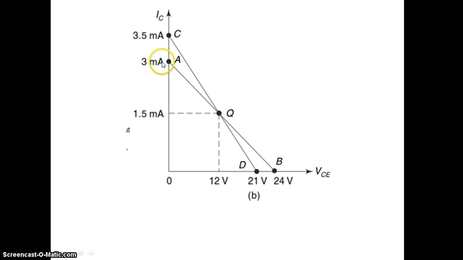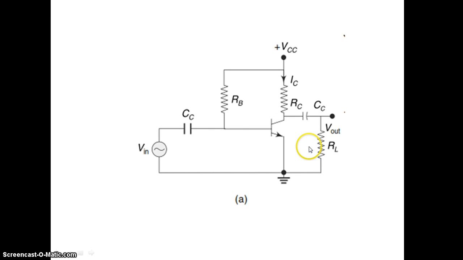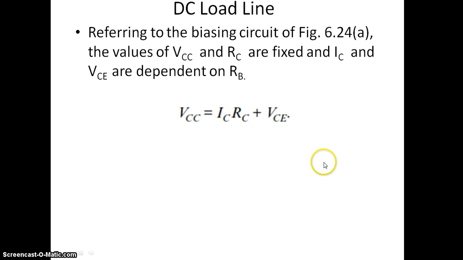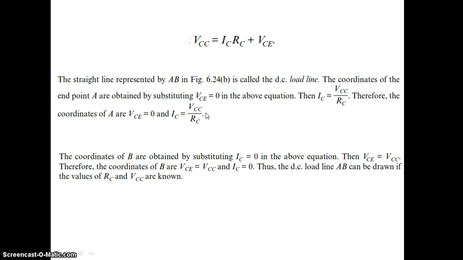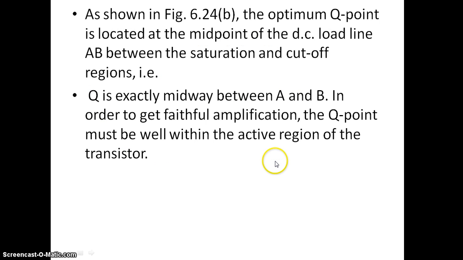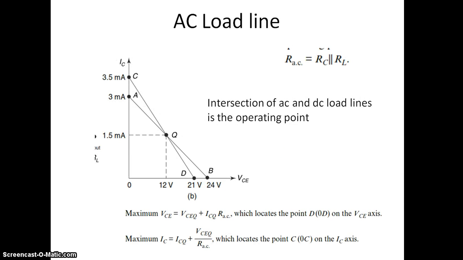This is the DC load line, and an AC load line may be drawn by including the load resistance. That intersects at 24 volt, 3 milliamps. The intersection of the DC load line and the AC load line gives the quiescent operating point, or Q point. This is how we draw the DC load line and AC load line, and I have explained it. Next we will discuss the fixed bias circuit.